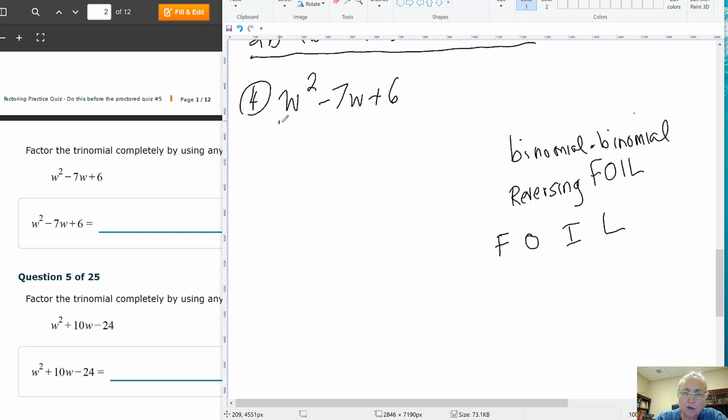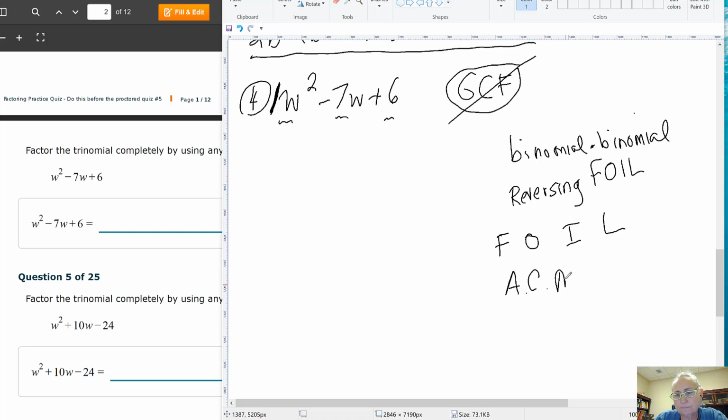But in a trinomial, there are only 3 terms. So we're going to, number 1, look for a greatest common factor, which in this case there isn't one. And then we're going to look at the first number, which happens to be a 1 here, times the last number, and this is called the AC method. And we do this for trinomials.